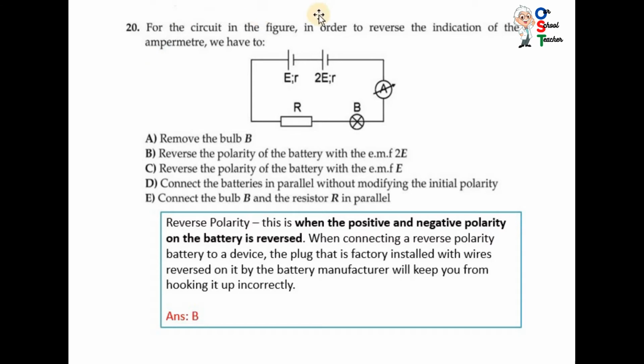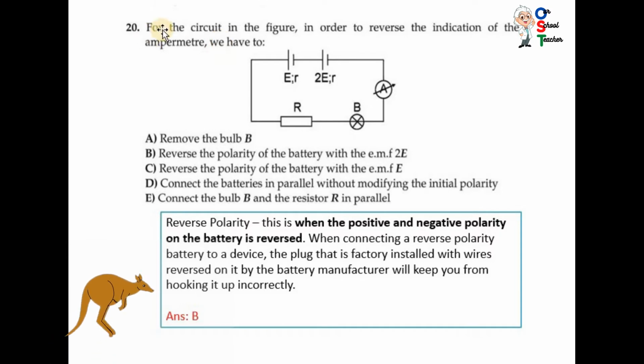Question number 20. For the circuit in the figure, in order to reverse the indication of the ammeter, we have to do what? Reverse polarity is when the positive and negative polarity of the battery is reversed. When connecting a reverse polarity battery to a device, the plug that is factory installed with wires reversed on it by the battery manufacturer will keep you from hooking it up incorrectly.